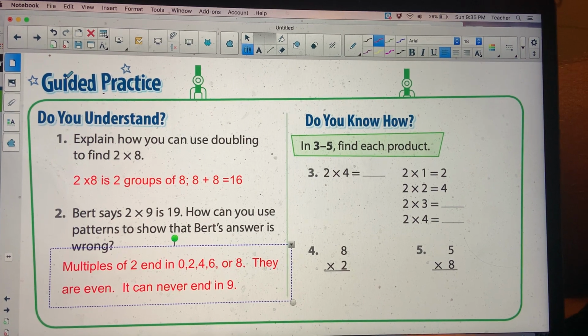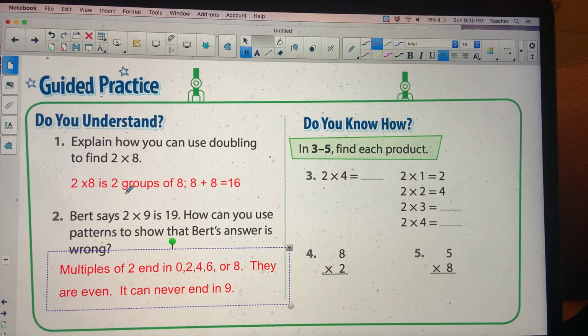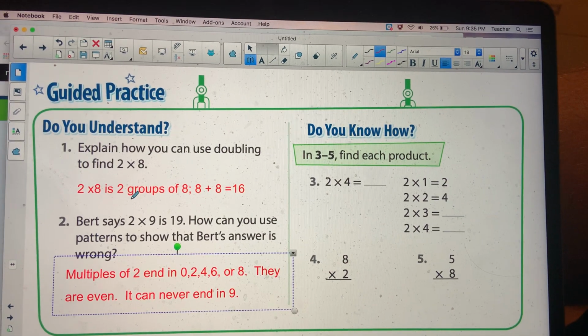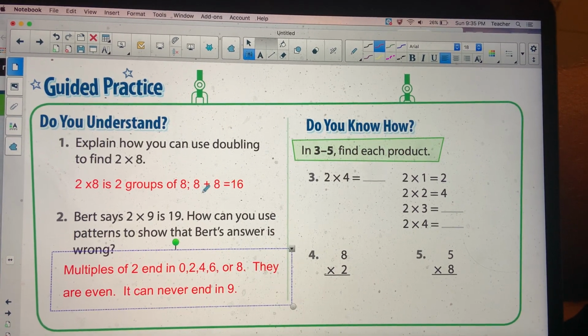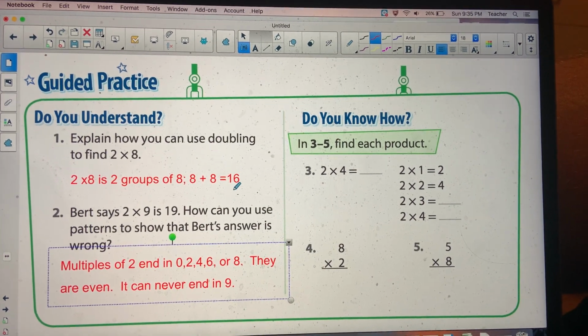So number 1 says, explain how you can use doubling to find 2 times 8. Well, 2 times 8 means there's 2 groups, right? So in a sense, you're doubling 8. You're doing 8 plus 8. You're just doubling it, and that's how you're getting 16 as your answer.